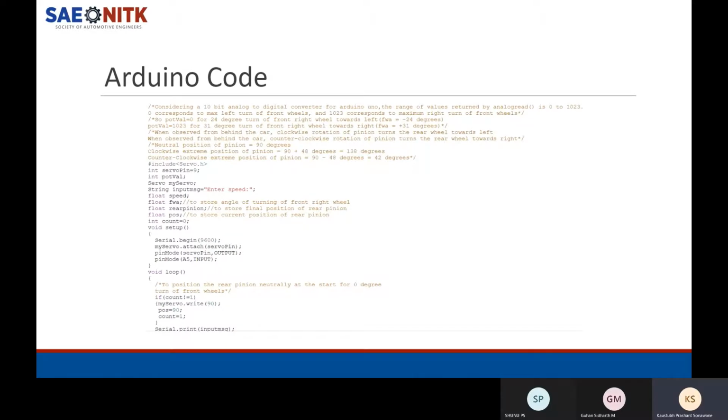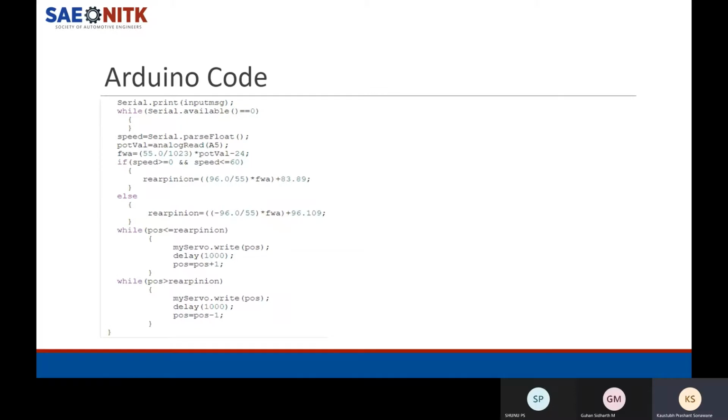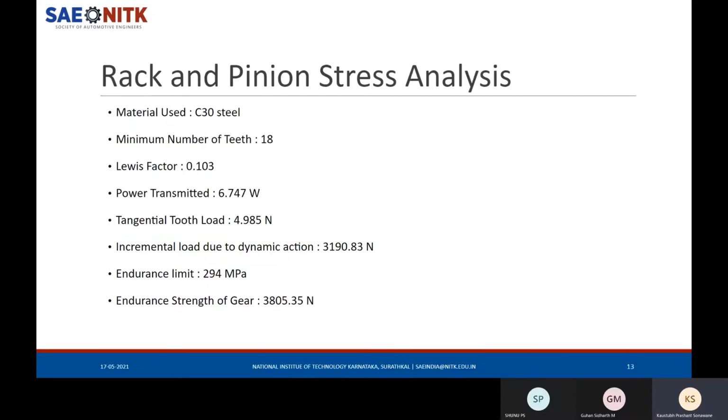Here is the Arduino code which we have used for our simulation. Basically, it consists of an if-else statement where it checks if the speed is greater or lesser than 60 km/h, so as to provide a negative or a positive angle, and we have taken the median as 90 degrees. Further, we have while statements to carry out a uniform velocity to the extreme position which is calculated by the code. This is done using the delay and incremental position functions.